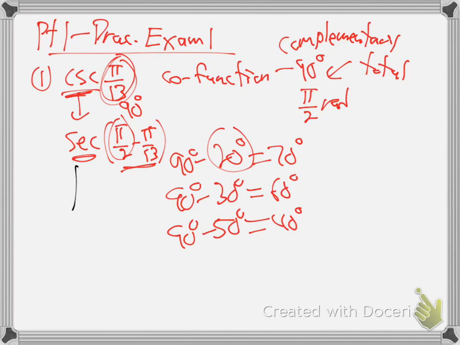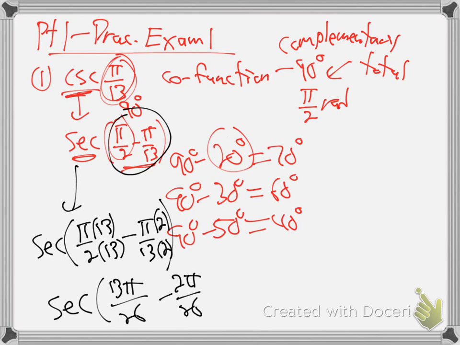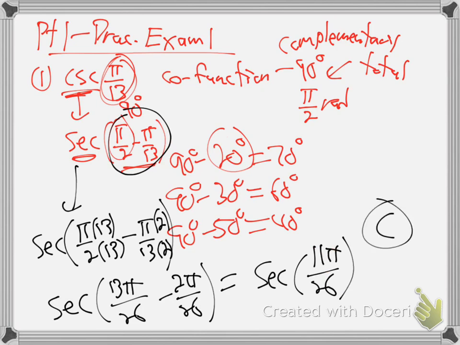All right. So it's going to be secant of pi over 2 minus pi over 13. How do you do pi over 2 minus pi over 13? Got to get a common denominator, right? So what are you going to do? Multiply top and bottom of this one by 13 and the other one by 2. And so we get secant of 13 pi over 26 minus 2 pi over 26, which is secant of 11 pi over 26, which is option C on number 1.